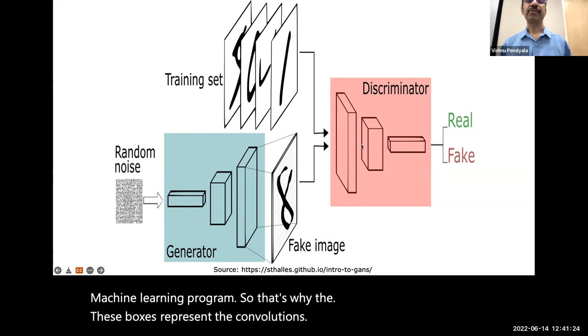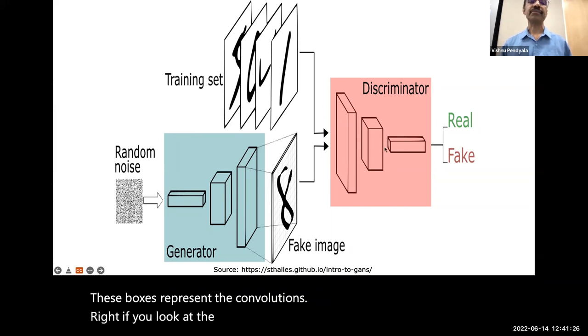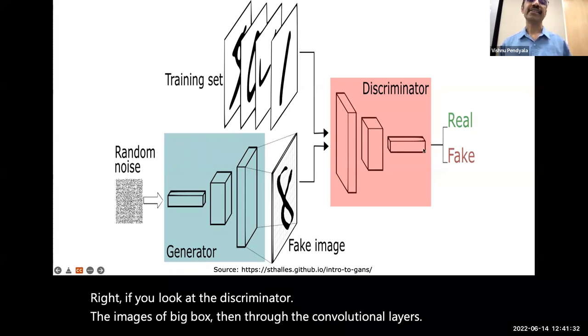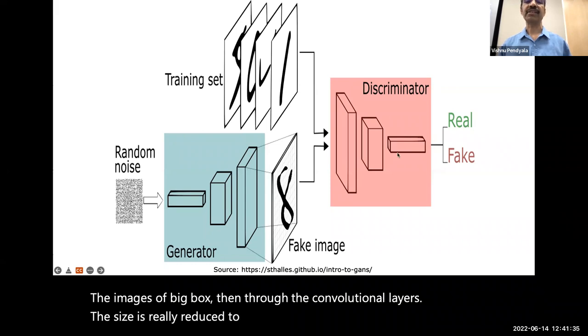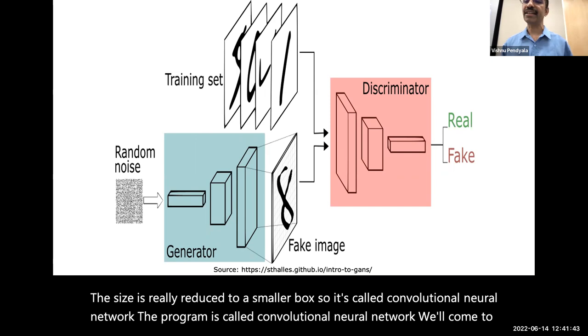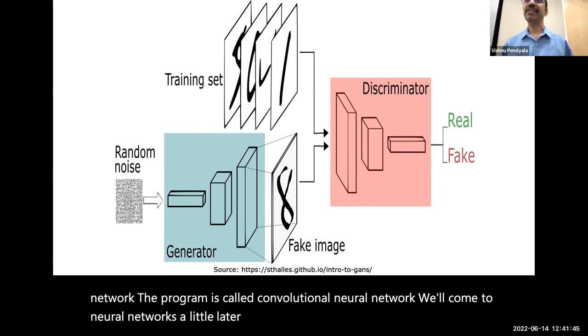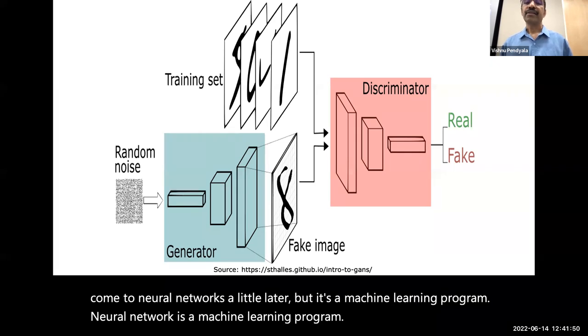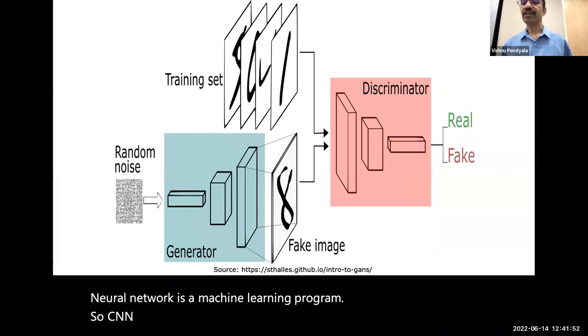If you look at the discriminator, the image is a big box. Then through the convolutional layers, the size is really reduced to a smaller box. So it's called a convolutional neural network. We'll come to neural networks a little later, but a neural network is a machine learning program. So CNNs, as they are called, convolutional neural networks, are commonly used for image processing.